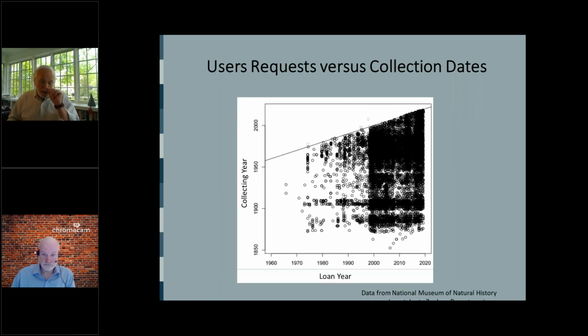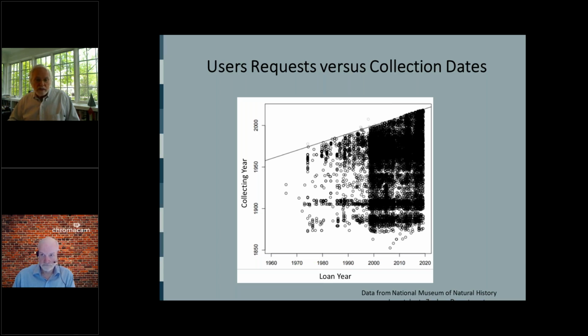This is a different diagram. This is for the Department of Invertebrate Zoology. They had the largest data set of all the departments, and it goes back the furthest. So the vertical axis is the collecting date. When was a sample collected? And the horizontal axis is when was it requested? When did it go out on loan?